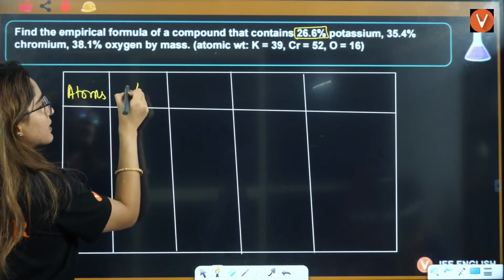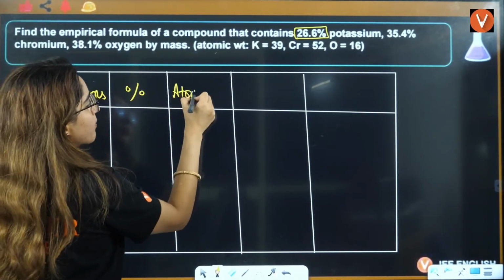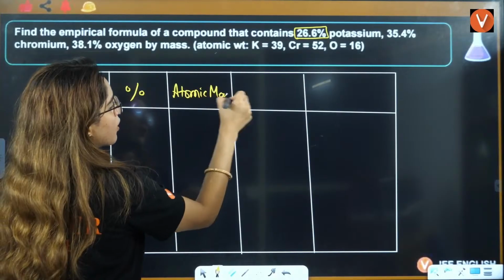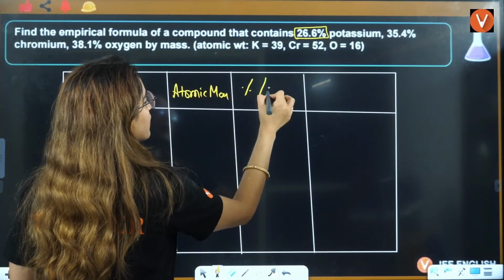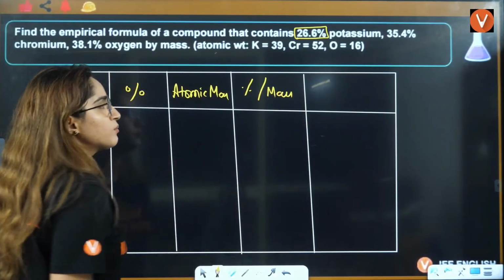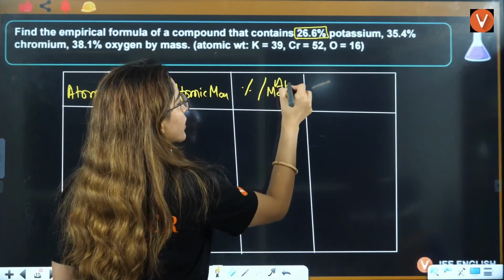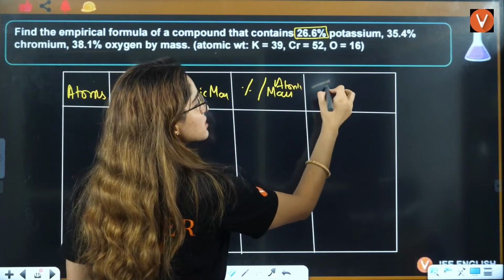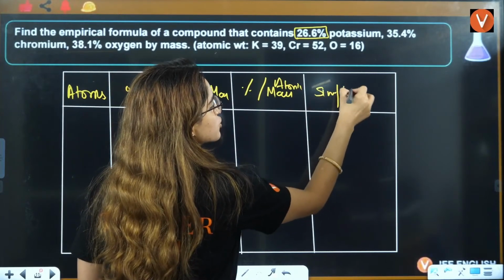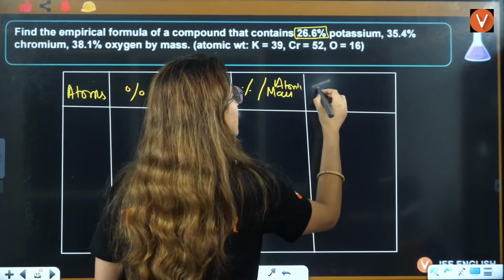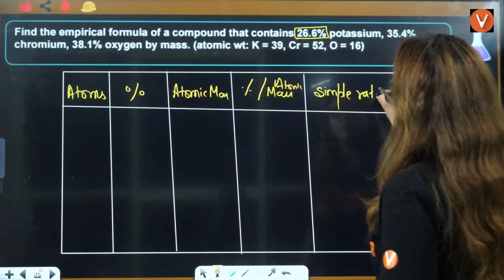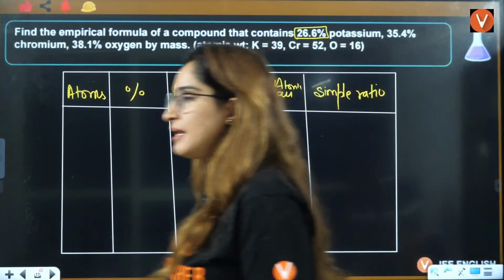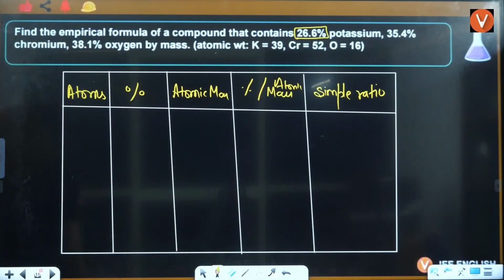Atoms, percentage, atomic mass, moles, or you can also write percentage divided by molar mass, or you can say atomic mass, right? And this is your simple ratio. Okay, let's solve this. Okay, guys, shall we solve?